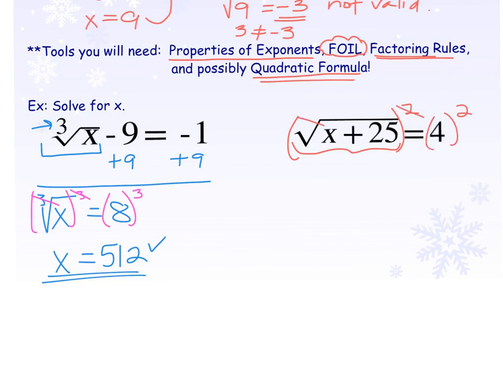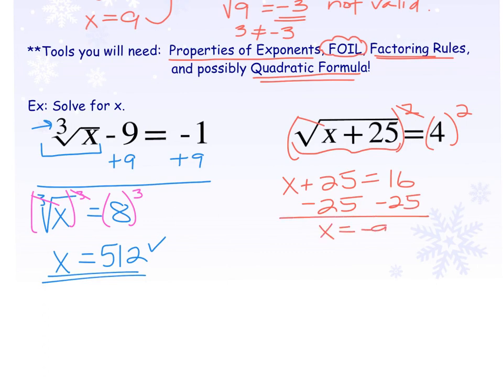Cancels out the index and gives us x plus 25. Now on the right, 4 squared is 16. To get x by itself, I'm going to subtract 25, to move that over. And we get x is equal to negative 9. So we do need to check that.